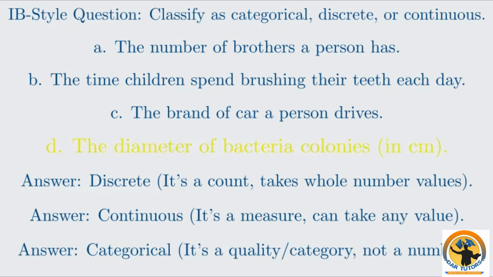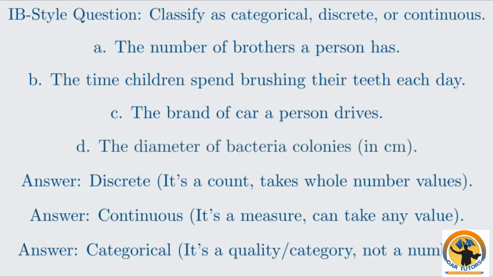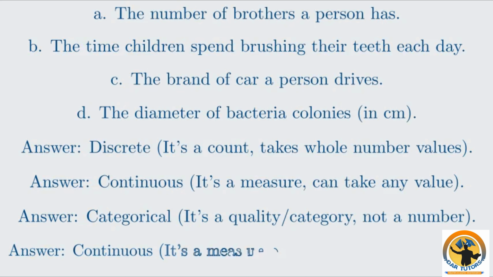Finally, the diameter of bacteria colonies in cm. Diameter is a length, and length is something we measure. It could be 0.4 cm or any value in between. The precision is limited by our measuring device. This is a classic example of continuous data.